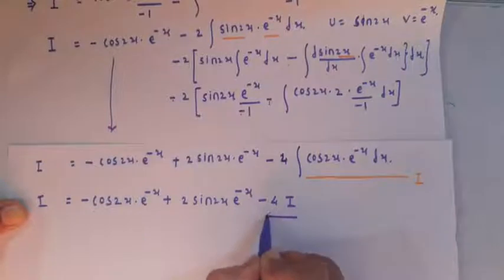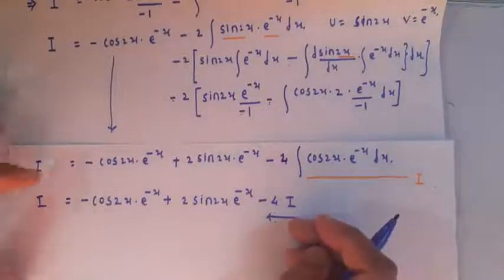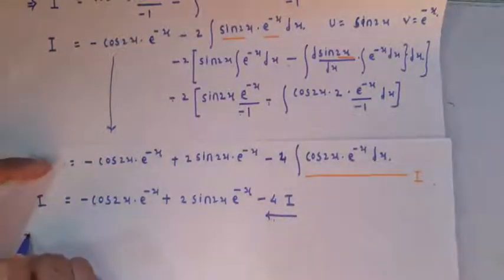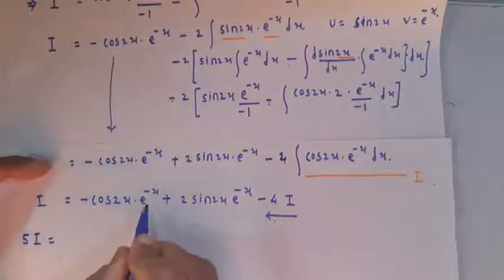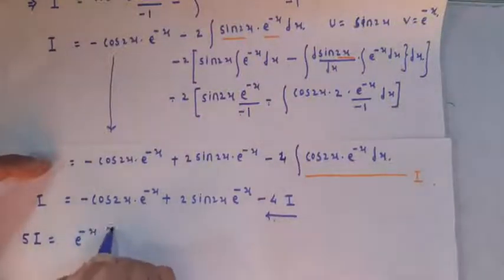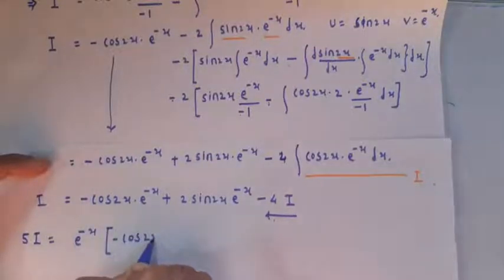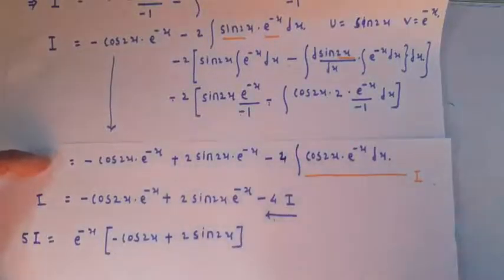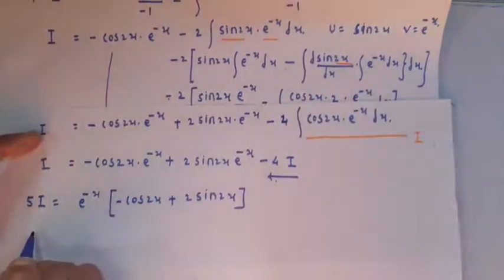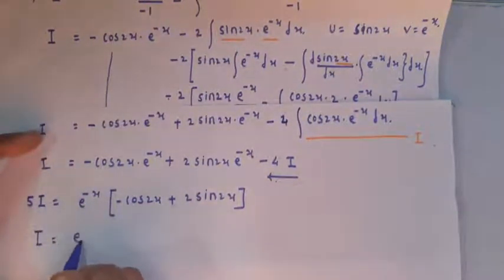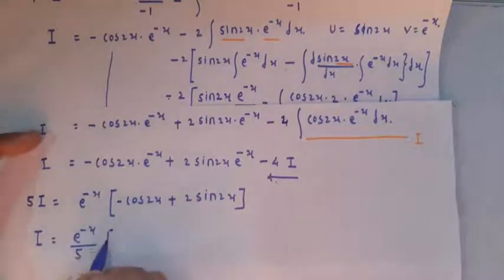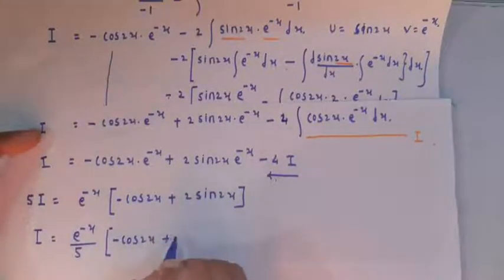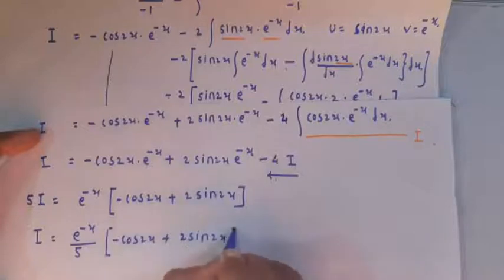Now shift this minus 4I to that side. We will get I plus 4I, that is 5I, equal to, we can common out e raised to minus x into minus cos of 2x plus 2 sine of 2x, and the integration I equal to e raised to minus x upon 5 into minus cos of 2x plus 2 sine of 2x plus constant of integration c.